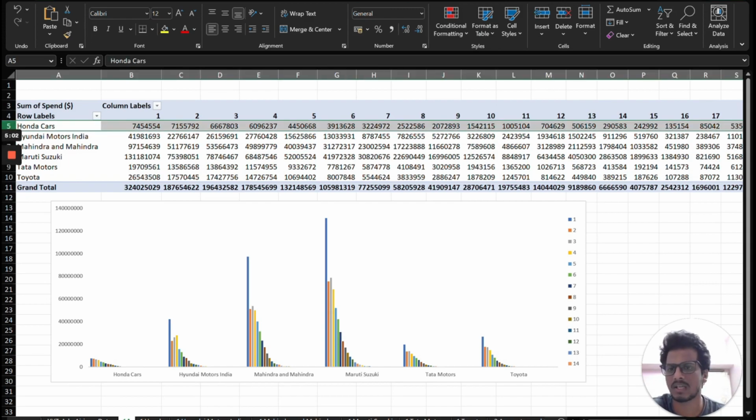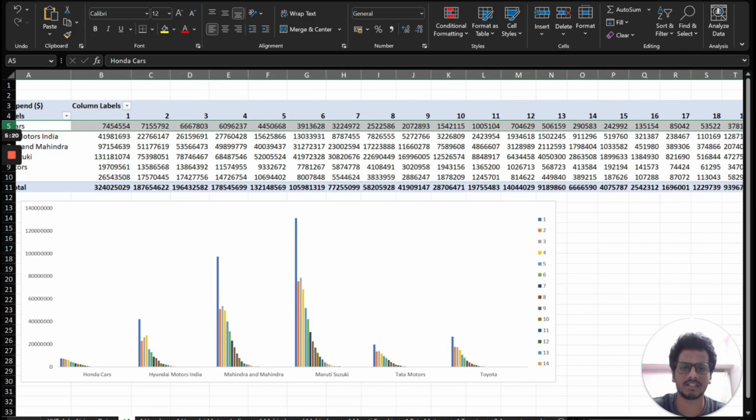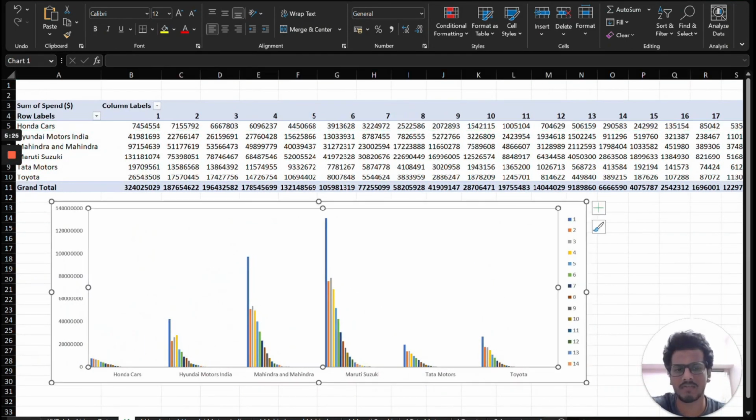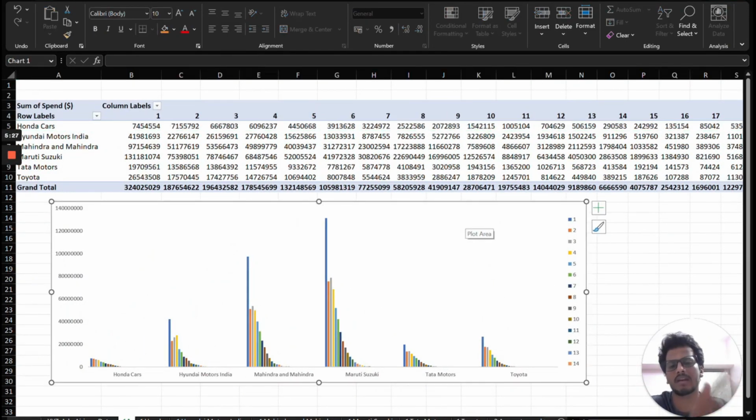Honda cars have not spent much on the pod position, whereas Maruti Suzuki has spent a lot, and also on the first position they have spent a lot. Fine. So this is the extracted and filtered data, and this is the visualization I have got for the different companies: Honda Cars, Hyundai Motors, Mahindra and Mahindra, Maruti Suzuki, Tata Motors, and Toyota.